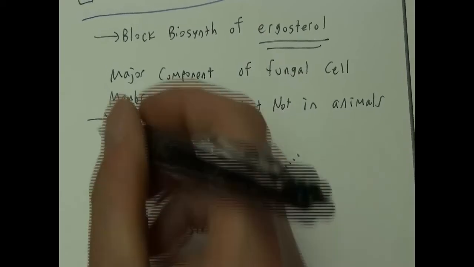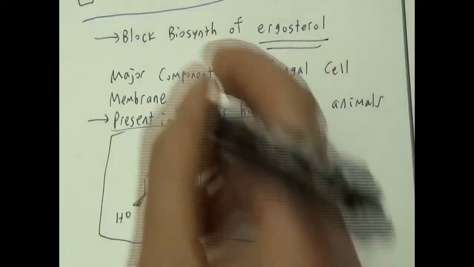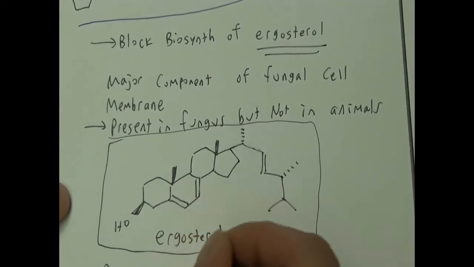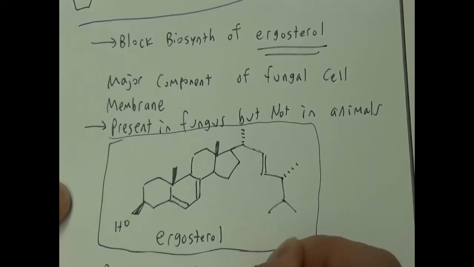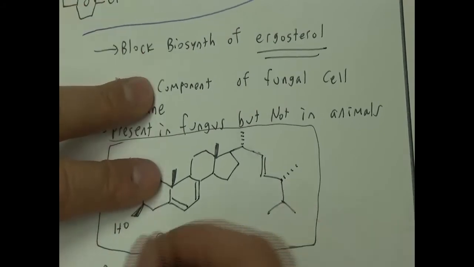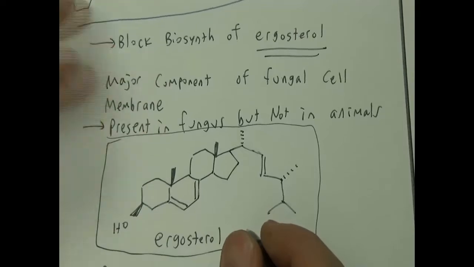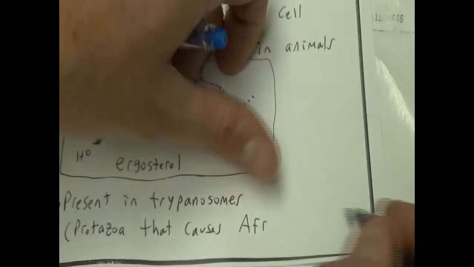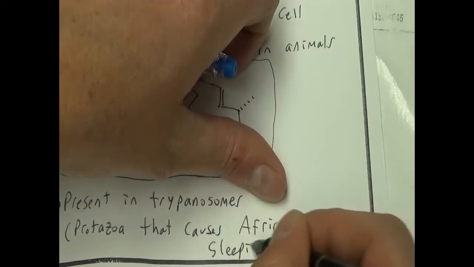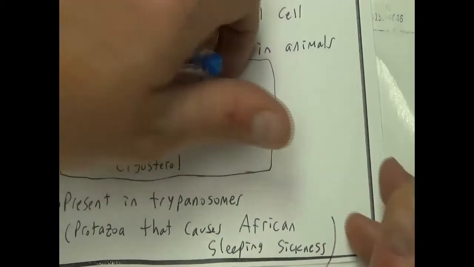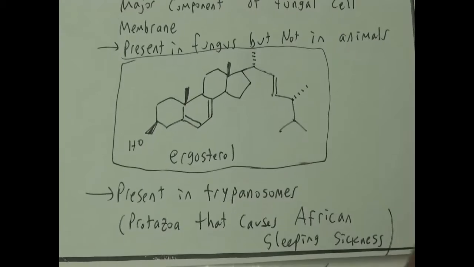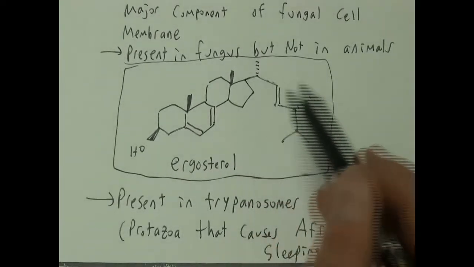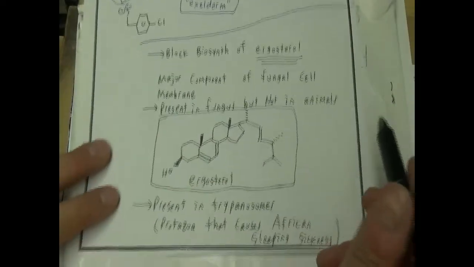It's also, just as a little side note, in addition to being present in fungus, present in other pathogenic organisms, like trypanosomes. That's the protozoa that causes African sleeping sickness. This is one of those tropical diseases, kind of like malaria in some ways, and I believe the biosynthesis of this may be one of the drug targets for trypanosomes. Also, I'm not 100% sure on this, but yeah.